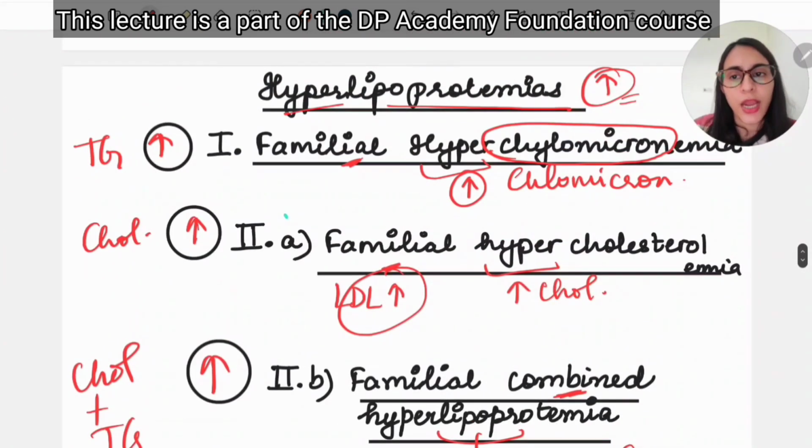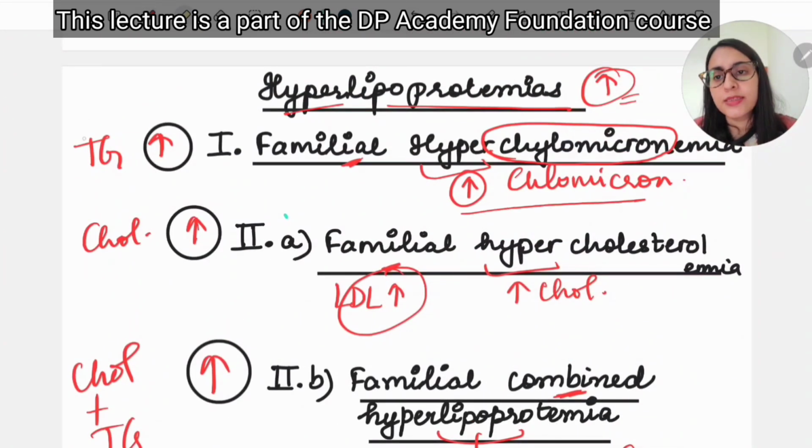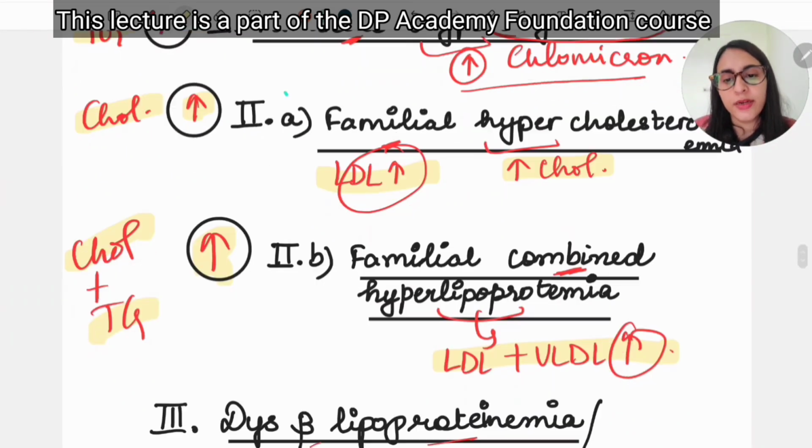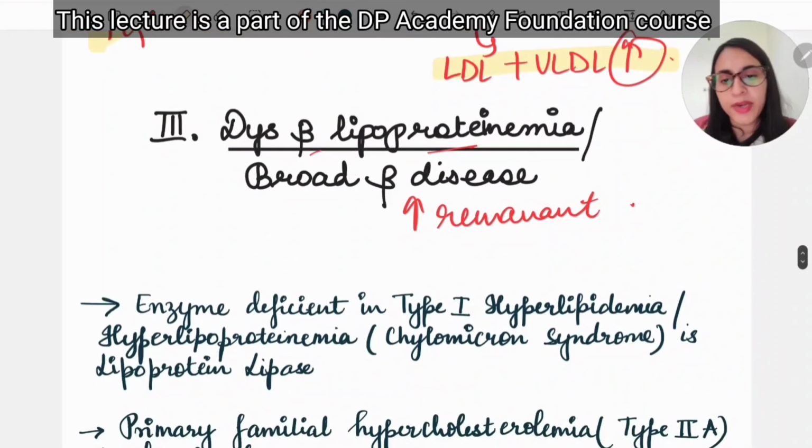So type 1, in which chylomicrons are increased, that means triglyceride increase. Type 2 is hypercholesterolemia, increase in the cholesterol, LDL increase. Type 2B, in which LDL and VLDL both are increased, so cholesterol and triglyceride are increased. Type 3 is the remnant increase.